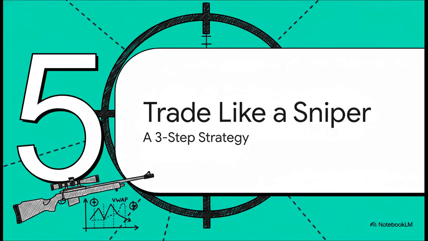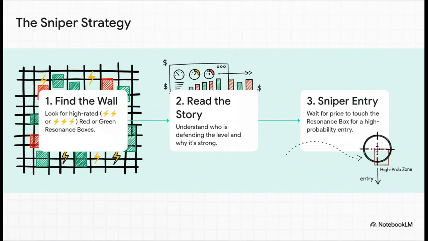So when you put all of this together, it creates a really clear, actionable strategy. It's all about stopping the guesswork and moving towards precision targeting. It's about, well, trading like a sniper. And the strategy itself is beautifully simple. Step 1 is to identify the wall. Just look for those high-rated 2 or 3 lightning bolt boxes, the red ones for resistance or the green ones for support. Step 2, read the dashboard. Check to see which key levels are actually forming that wall so you understand its strength.